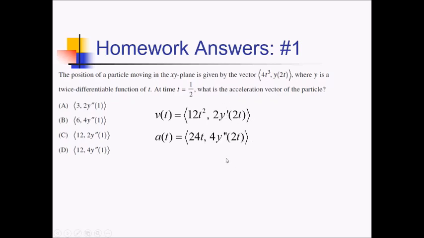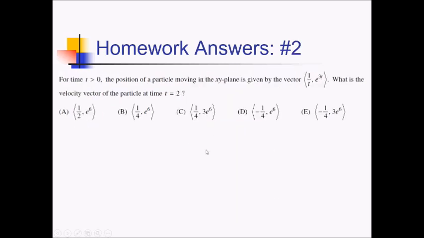And this is going to match which answer choice? Well, we don't know yet because they wanted the acceleration at time 1/2. So we actually have to plug in 1/2 to all of this and figure out what that comes out to. So we've got 24 times 1/2, which is 12. And 4y double prime of essentially 1 here, which we can't really simplify any further. So 12 comma 4y double prime of 1 is going to be choice D.